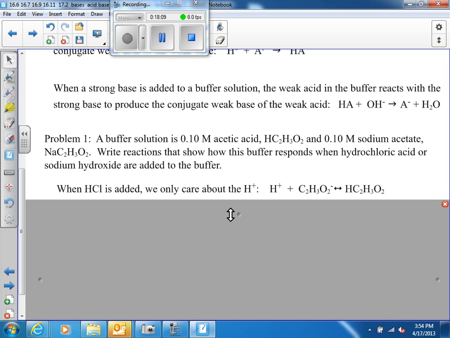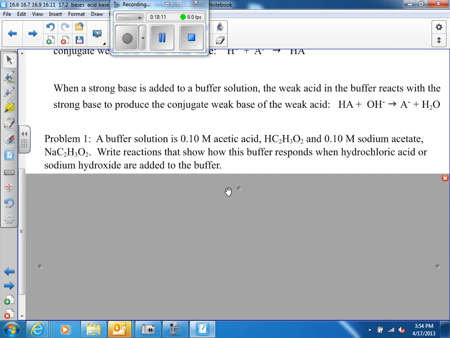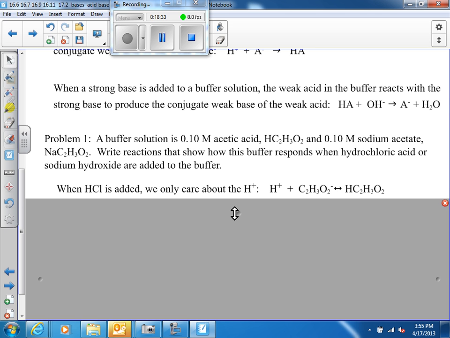Here's a buffer system. And I want to know if I had HCl, what's going to happen? First, recognize the HCl is going to react. It's a strong acid. Let's figure out the HCl first. The strong acid will react with the weak base. We don't care about the Na here. We just care about the C2H3O2-. So it'd be the H+ from the hydrochloric acid with the C2H3O2-. And if you can figure it out, write it down. But here it is.